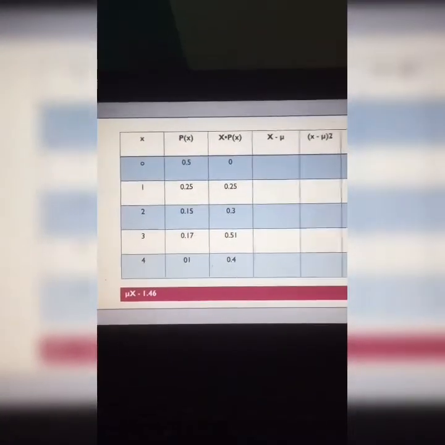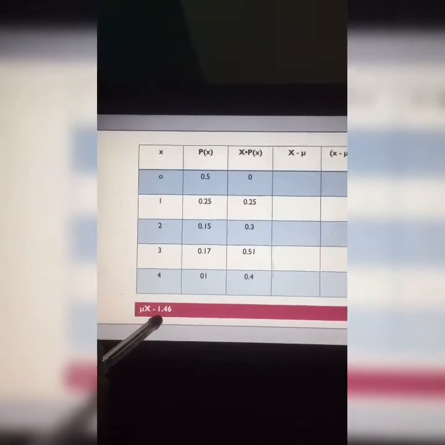And guys, to get our mean, we have to add all the values in x times p of x, which is this one. We have to add 0 plus 0.25, 0.3, 0.51, and 0.4 equals 1.46.